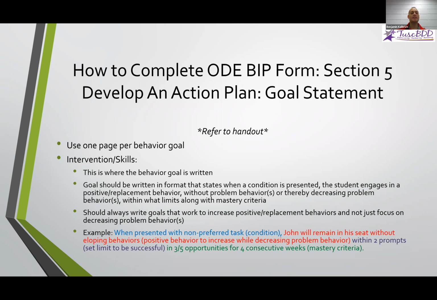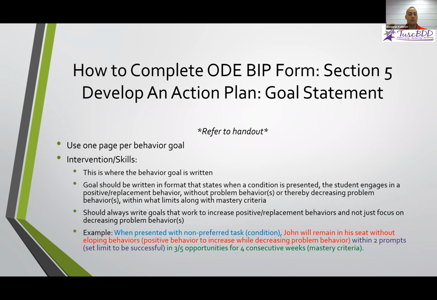So you want to use 1 page per behavior goal, okay? You want to start off with the interventions and the skills. So this is where the behavior goal is written. I talked about how goals should be written before, but we're going to go over it again in this section. So a goal should be written in a format that states when the condition is present, 1, the student engages in a positive replacement behavior, 2, without the problem behavior, thereby decreasing behaviors, and then what the limit is, okay, to hit that mastery criteria.